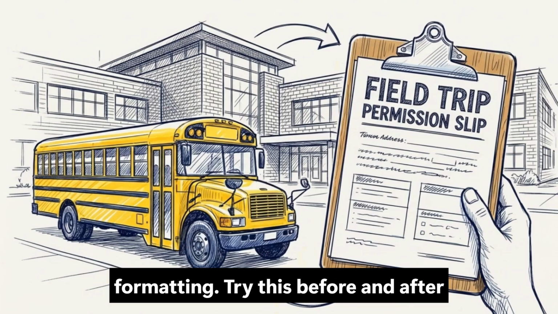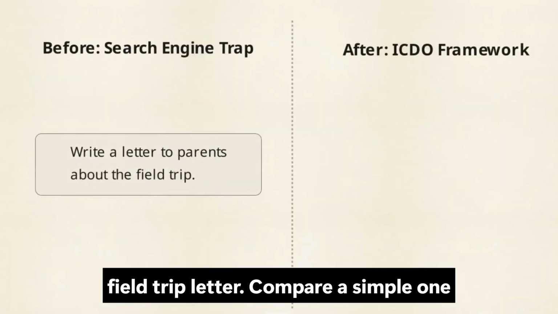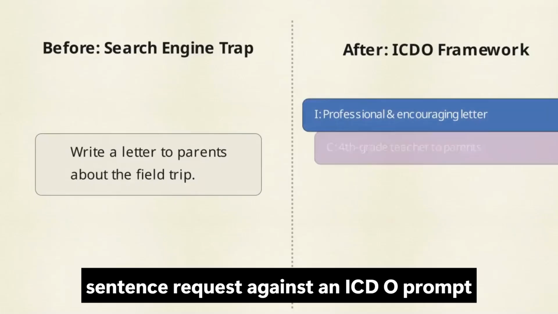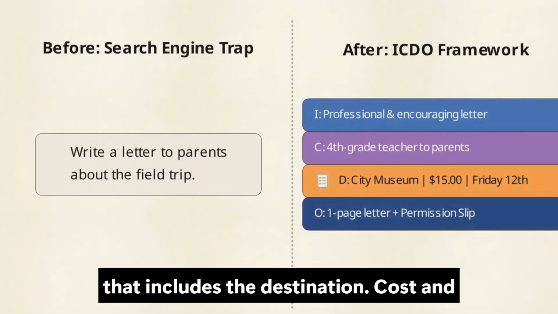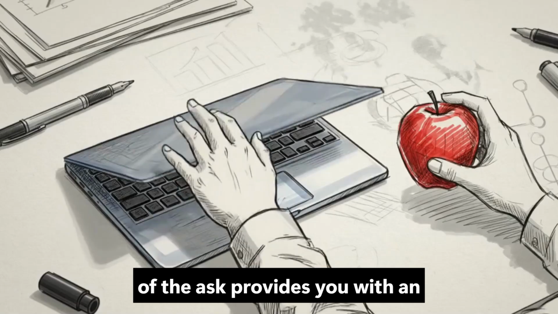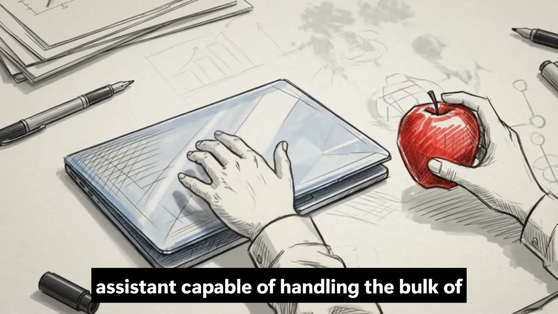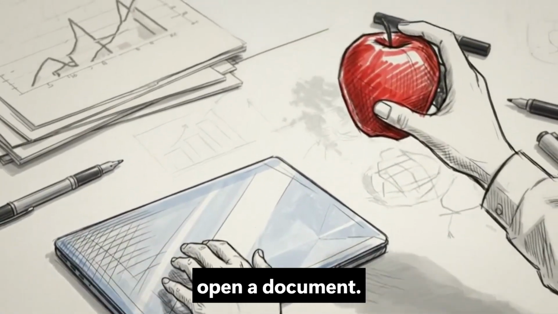Try this before and after challenge for an upcoming task, like a field trip letter. Compare a simple 1-sentence request against an ICDO prompt that includes the destination, cost, and specific deadline. Mastering the science of the ask provides you with an assistant capable of handling the bulk of your administrative drafting before you open a document.